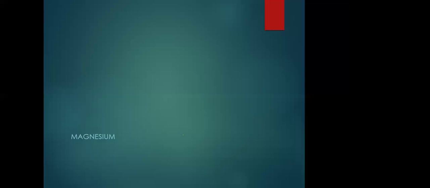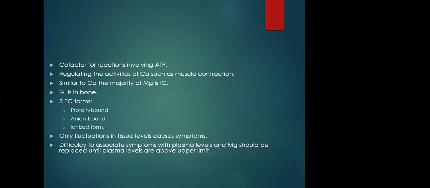Going to magnesium. Magnesium, we know that it's a cofactor involved in reactions involving ATP, and it regulates the activities of calcium as in muscle contraction. Similar to calcium, the majority of magnesium is intracellular and half is in the bone. But when it exists outside, it exists in three forms. It can be bound to protein, in an ion bond, or it can be in ionized form.